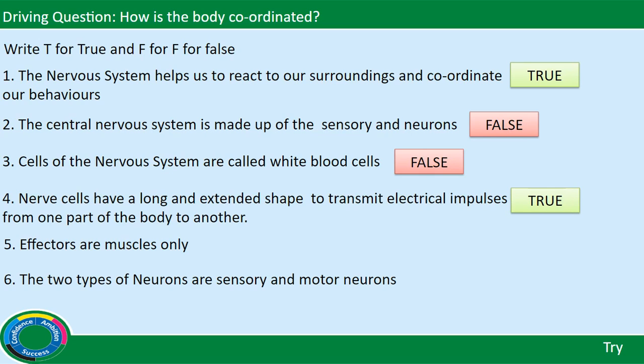We've explained that nerve cells are specialized cells. Number five, effectors are muscles only. That is false. Effectors can be a muscle or a gland, and that's going to help to bring about some form of response or movement. And lastly, number six, the two types of neurons are sensory and motor neurons, and that is true. Beautiful.